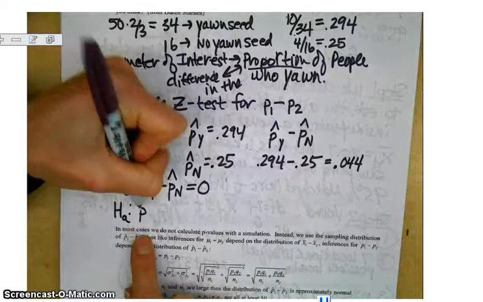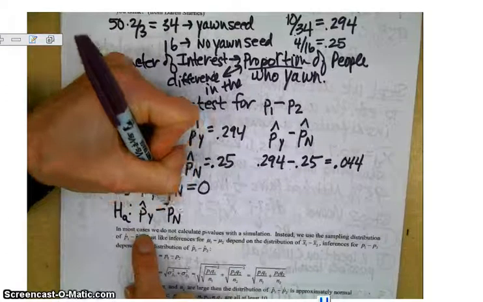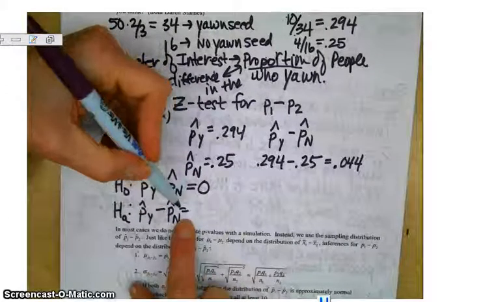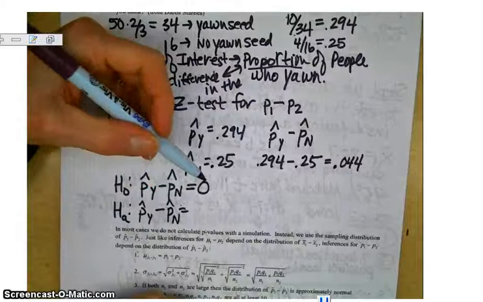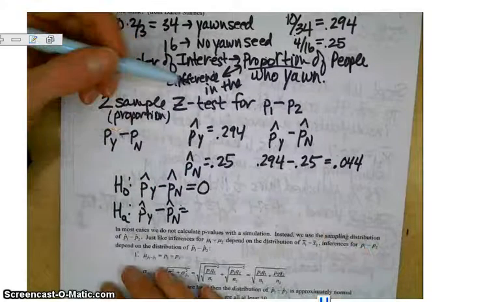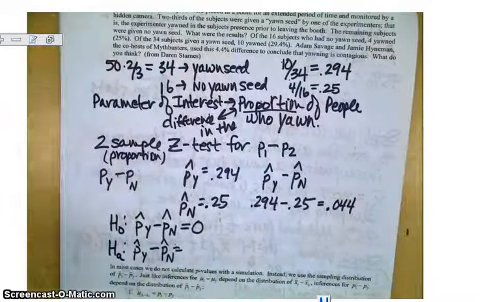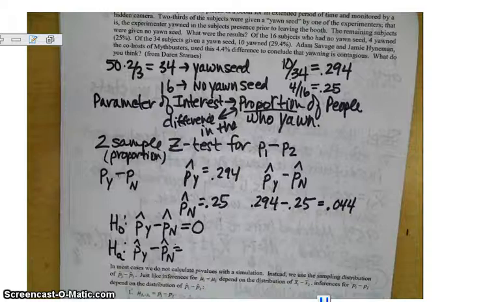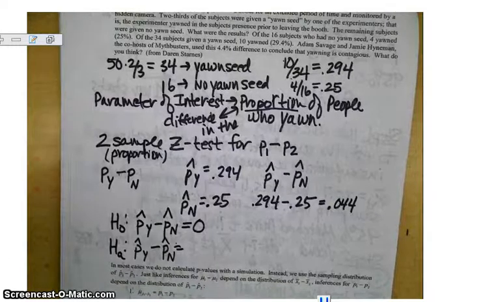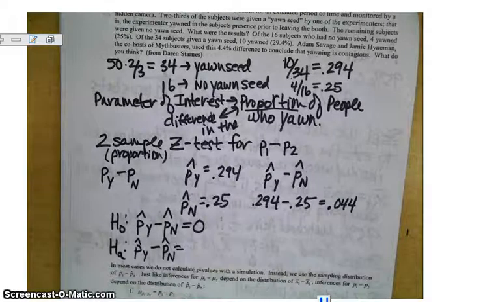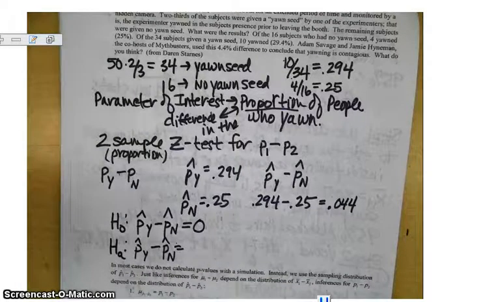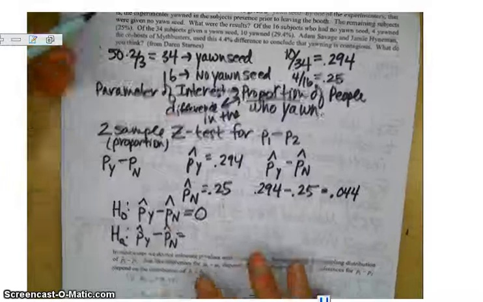And then the alternative, what do we suspect? Is this going to be greater than or less than or not equal to 0? What do you think? Greater than. Okay, the main question was, is yawning contagious? That was the first question. What do you presume would happen? When they say is yawning contagious, what does that mean? People are going to yawn more when they get a yawn seed, right? So if someone yawns in front of you, their suspicion is that more people are going to yawn if someone yawns in front of them. So we are basically asked for greater than.